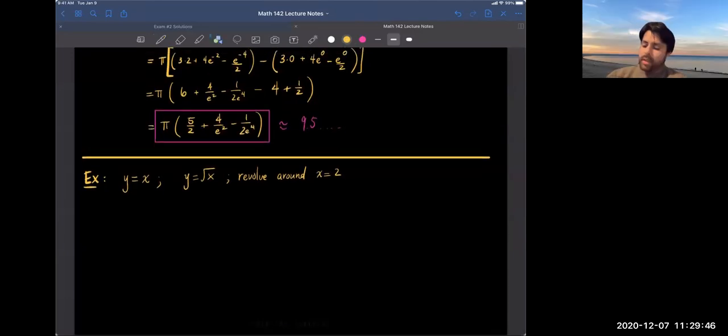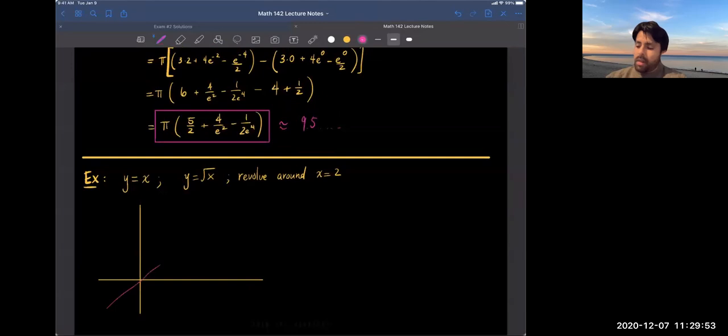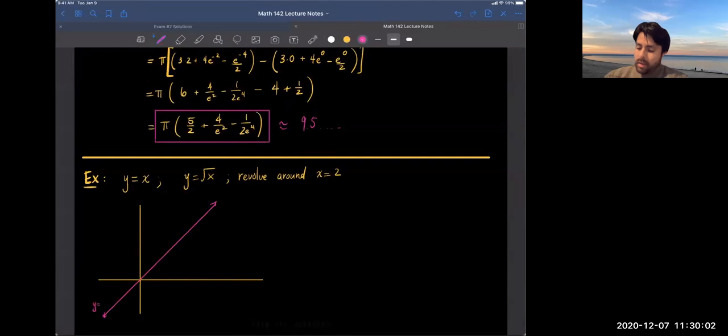So again, sketching it is the important thing, right? Y equals x is just a horizontal line that looks like this. That's y equals x. And then you got y equals square root of x, and the square root of x looks like this, right? And of course, I only want the region in between, and the region in between is this one here.